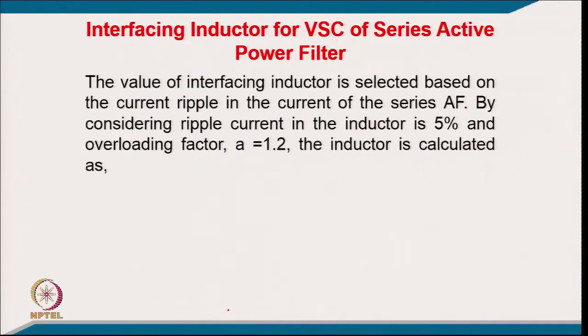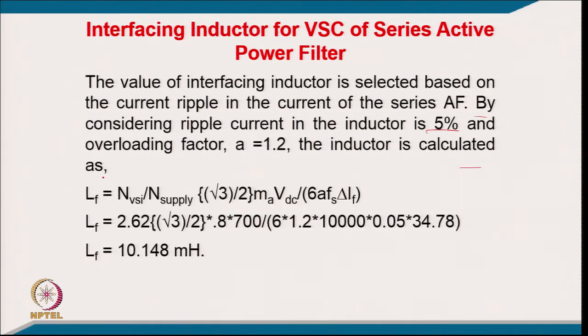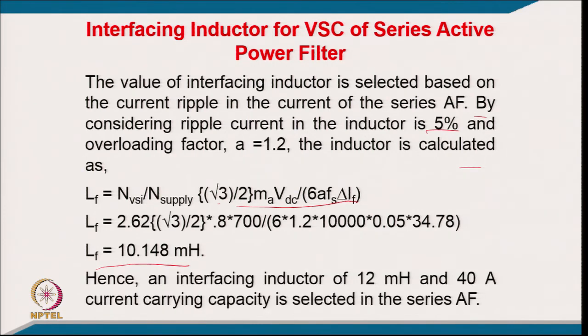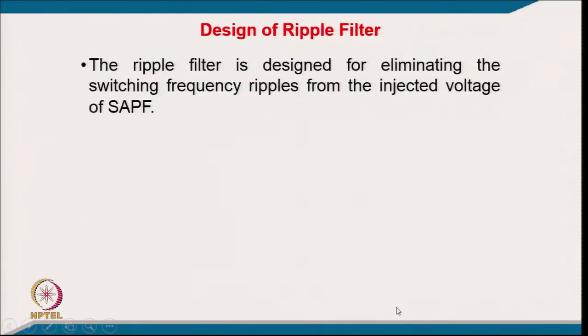The value of the interfacing inductor is selected based on the ripple in the current of the series active filter. Considering the ripple current in the inductor of 5% and an overloading factor of 1.2, the inductor is calculated as LF equal to N VSI upon S, and the ripple current. From this, putting all the values here, the inductance comes to 10.148 millihenry. Hence an interfacing inductor of 12 millihenry at 40 ampere current carrying capacity is selected for the series active power filter.